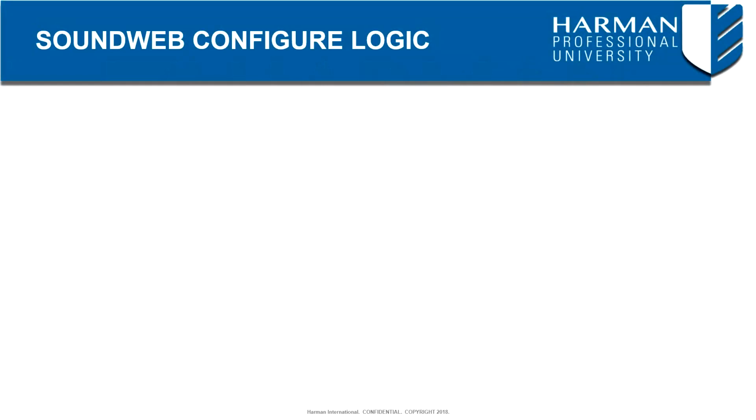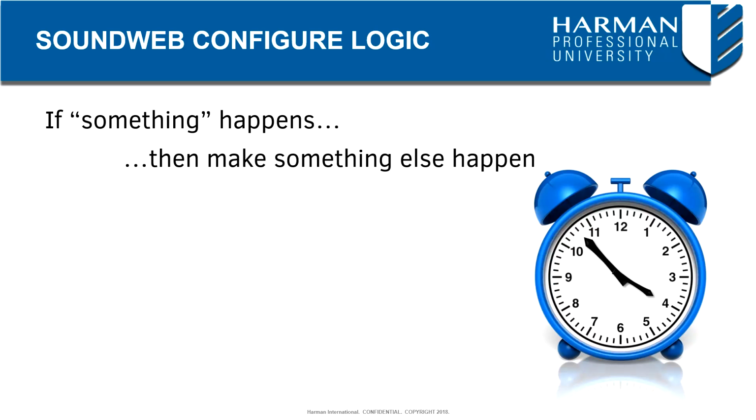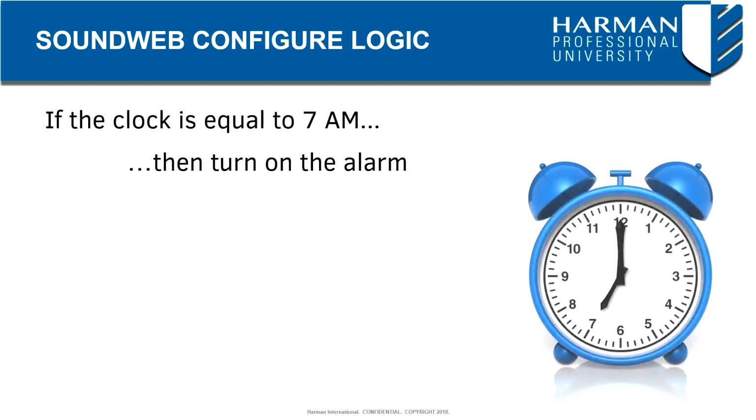So what is logic? A simple explanation can be stated that logic allows for a function to be executed based upon the outcome of a predetermined event. We all exercise some form of logic in our day-to-day lives. Consider setting an alarm. We can write a rule so that when the clock is equal to 7 a.m., the alarm will turn on, indicating that it's time to wake up.